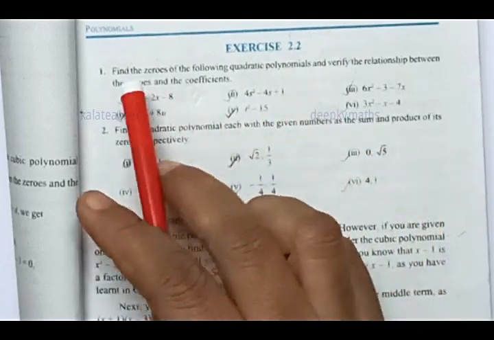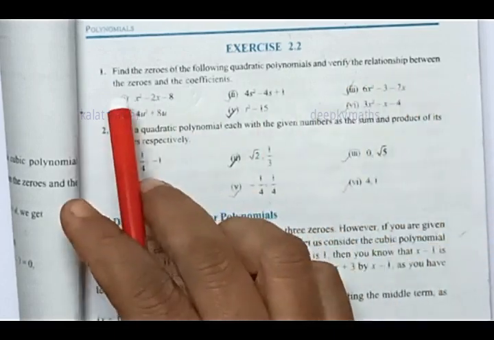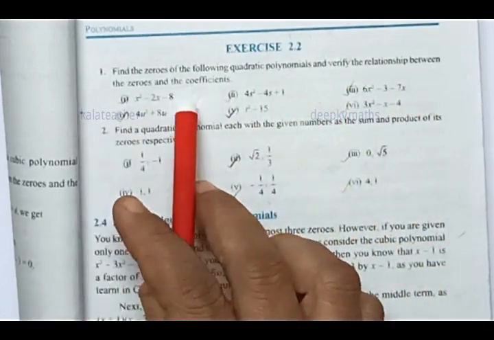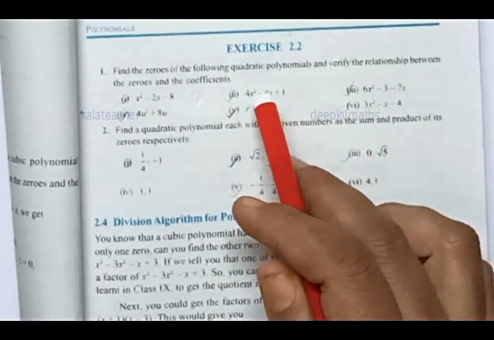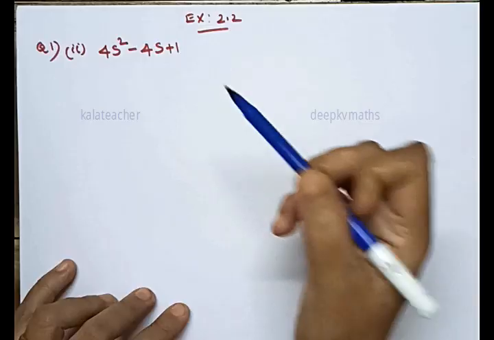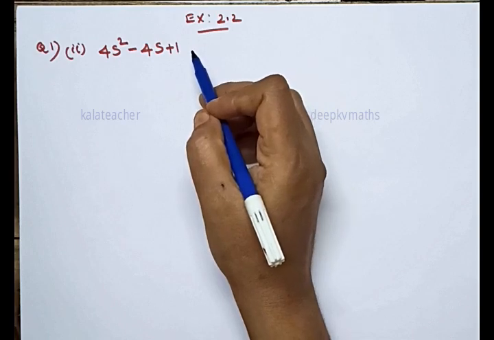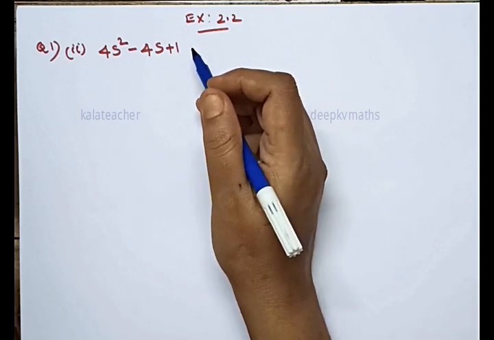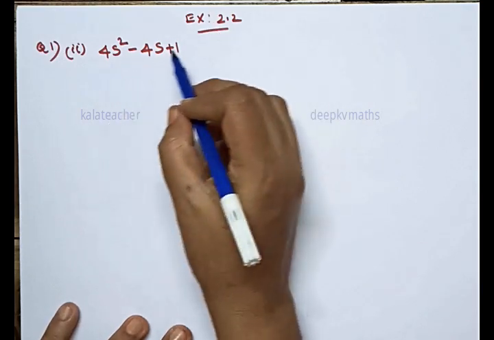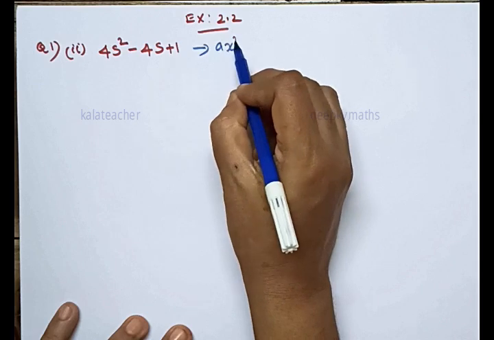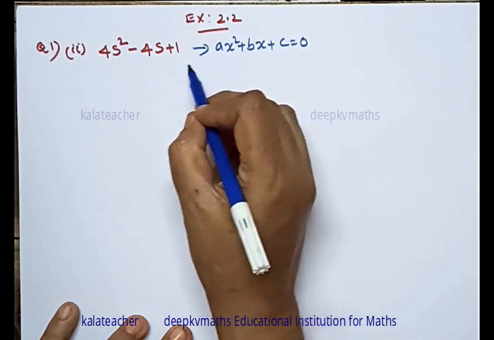Exercise 2.2. Find the zeros of the following quadratic polynomials and verify the relationship between zeros and coefficients. That is the first question. The next one is 4 square minus 4s plus 1, where s is the variable. This is by splitting the middle term, finding the factors, finding the zeros, and verifying the relationship between zeros and coefficients. This is the format ax square plus bx plus c equal to 0, where we identify the values of a, b, and c.